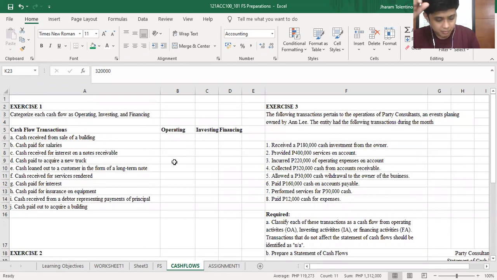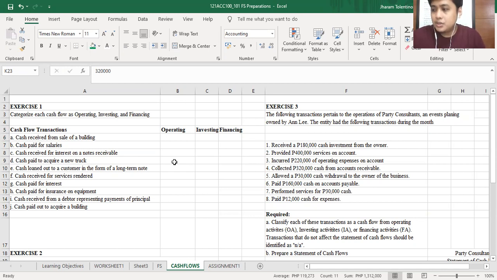So let's start. We have the statement of cash flow. So the statement of cash flow provides information about the cash receipts and cash payments of the entity during a period. So it's a formal statement that classifies cash receipts or inflows, as we call it, and cash payments or outflows, palabas kasi ng entity, into operating, investing, and financing activities. So these are the three basic activities within an organization.